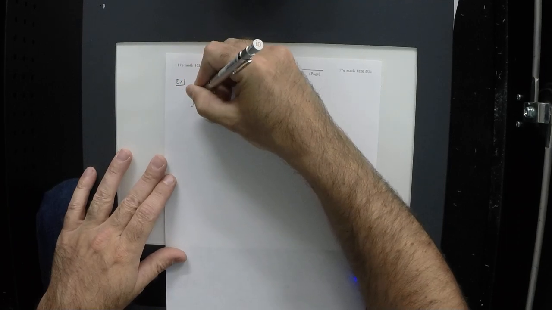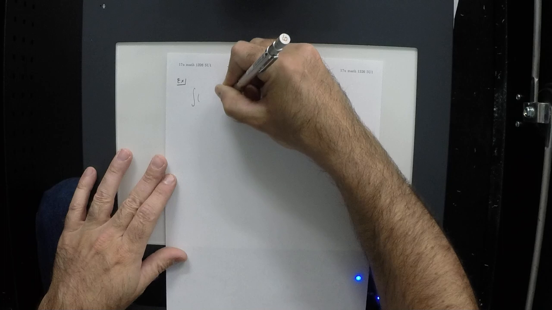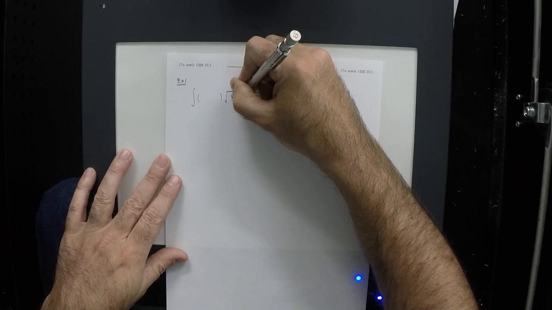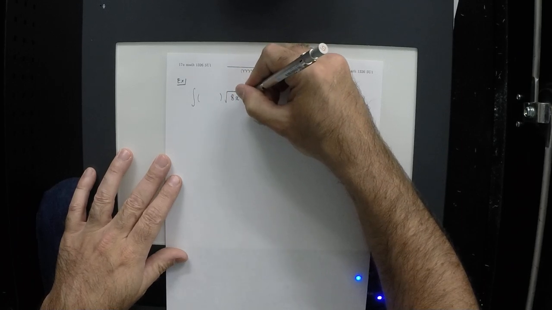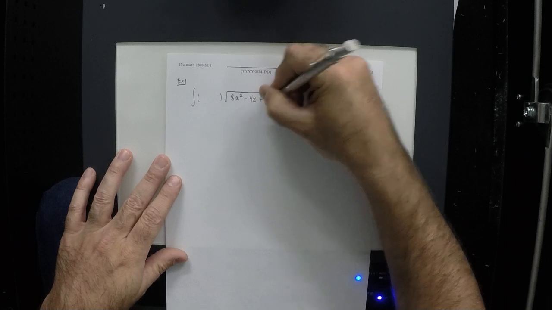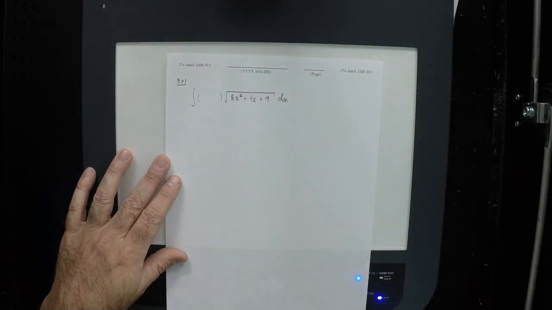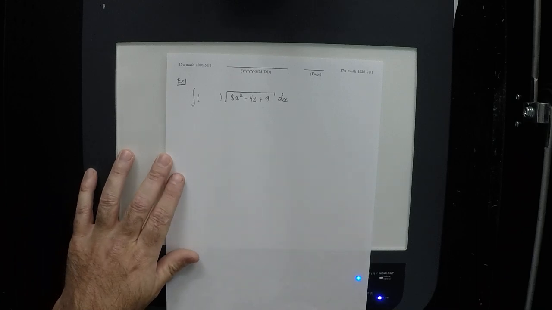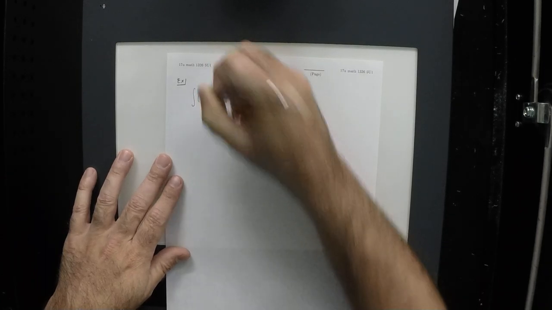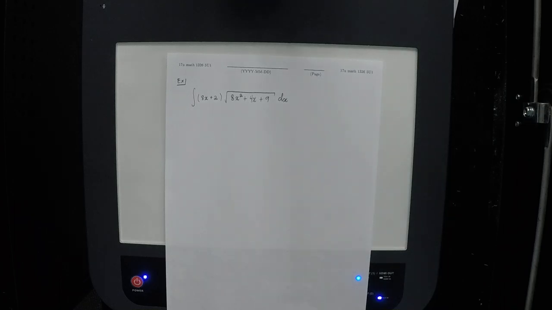How about the antiderivative of, so I'm going to leave myself some room right there and write something in there in a moment. How about 8x squared plus 4x plus 9 dx. And then what I'm going to write in that little slot there is 8x plus 2. Okay.